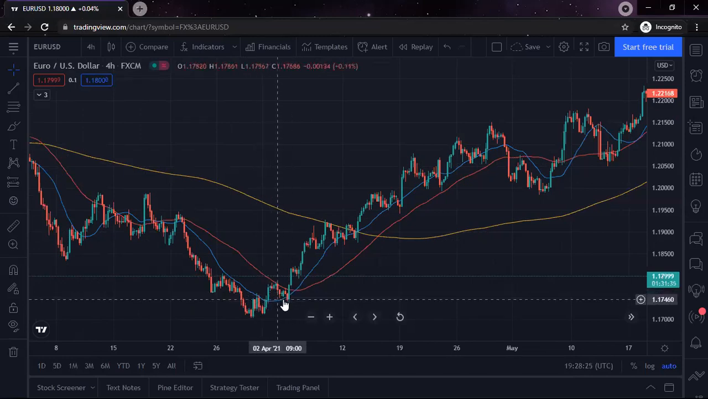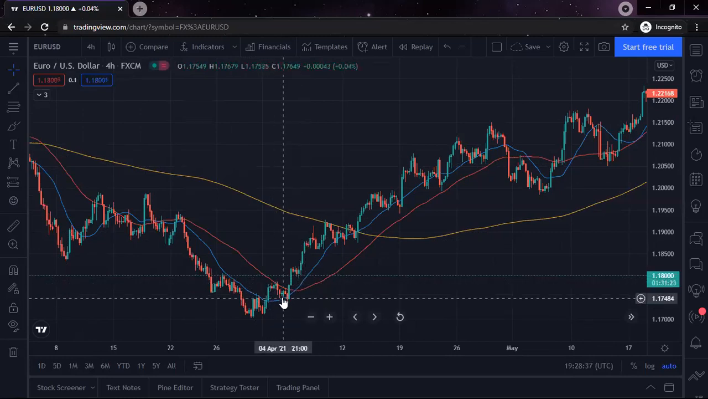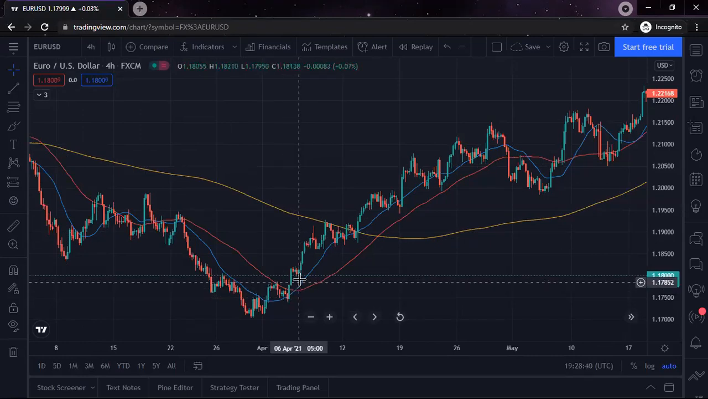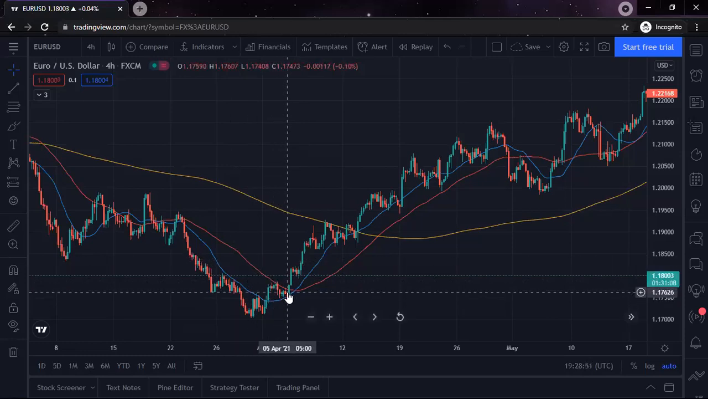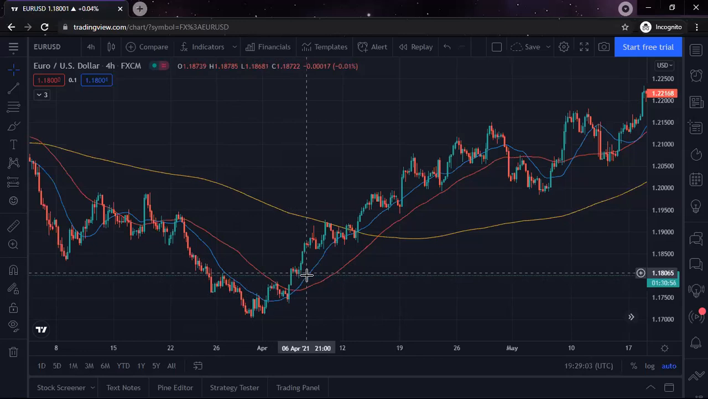And then you see the blue, which is the 20, crossed the 50. That was the first cross. When the blue crossed the 50, this candle started closing above the 50 moving average. The red is the 50, the blue is the 20. Then the blue line crossed the red, so the 20 moving average has crossed the red, which is the 50 moving average.